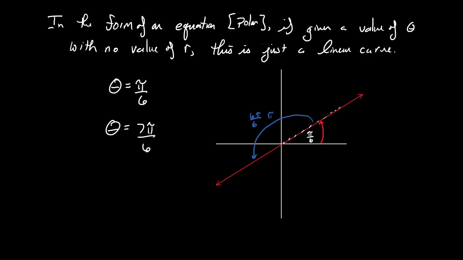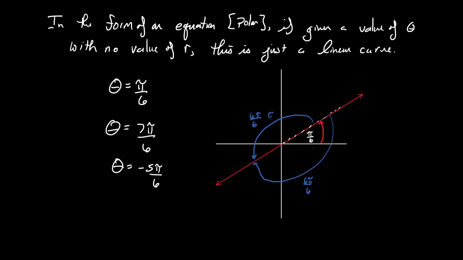Okay, so let's think about this. We recognize if we want to travel from here to here, that's still going to be a value of pi, which is 6 pi over 6. But if we want to write this, we're going to have to subtract off a value of pi over 6. So we could also write this as theta equaling negative 5 pi over 6.